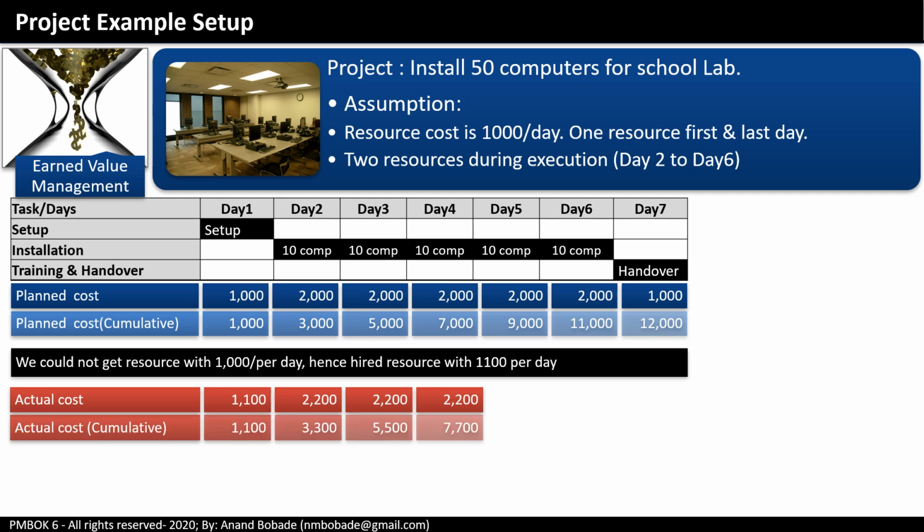Now let's check the earned value. Day 1, PV was 1,000. AC was 1,100, but EV is still 1,000. Why? Because the value of the work completed is worth only 1,000.